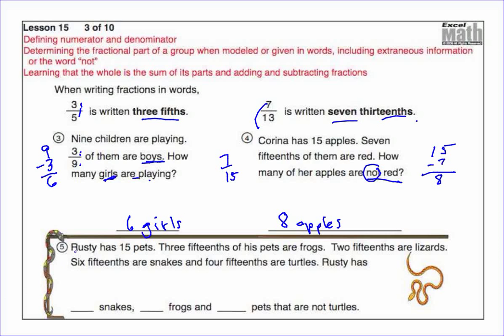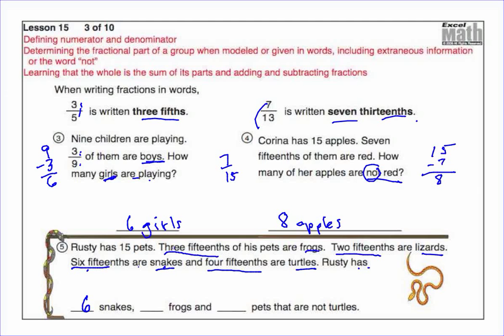Looking down here to number 5, Rusty has 15 pets. 3/15 of his pets are frogs. 2/15 are lizards. 6/15 are snakes. And 4/15 are turtles. We'll do this first one together. Rusty has blank snakes. Well, it says that he has 6/15 of his pets that are snakes. So that means that 6 of the 15 are snakes. 6 is the correct answer. See if you can go ahead and do the next 2 and fill in those answers. Pause the video, turn it back on when you're ready for the solution.